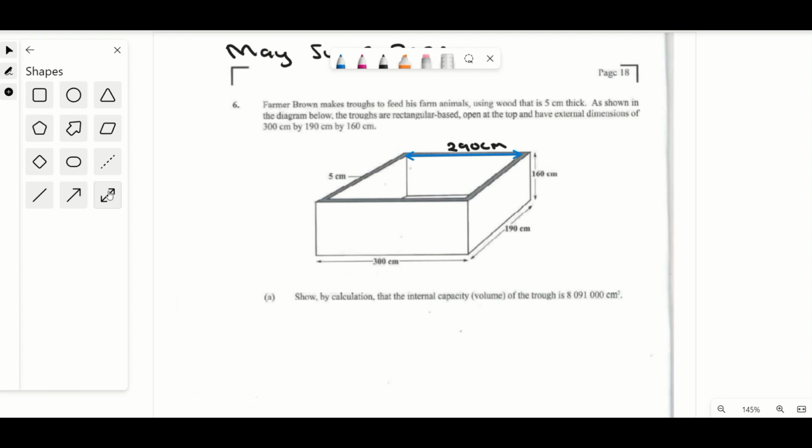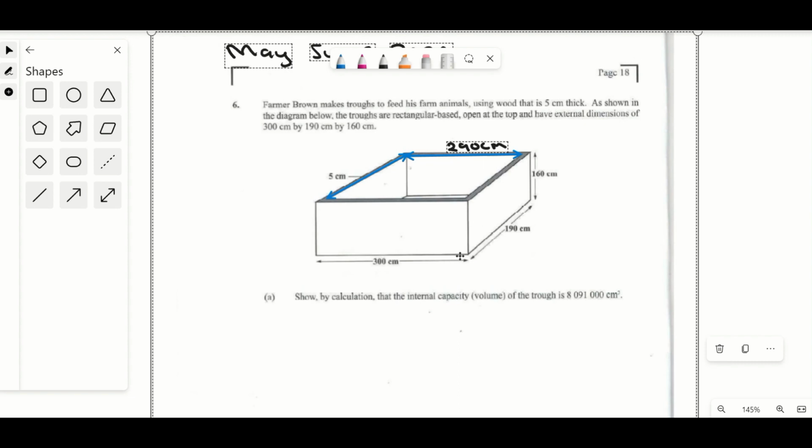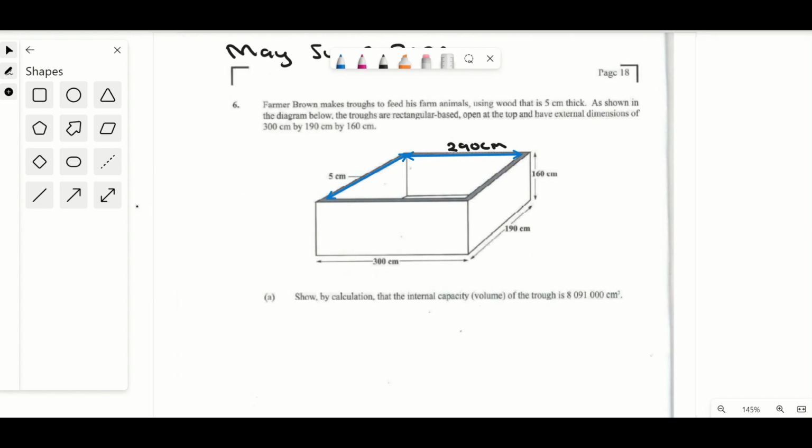Right, and then let's look at the width. We're going to go from here to here. We know again that this entire thing is 190, but there's 5 centimeters on this side and 5 centimeters on that side. So that would be 190 minus 10, which is 180 centimeters.